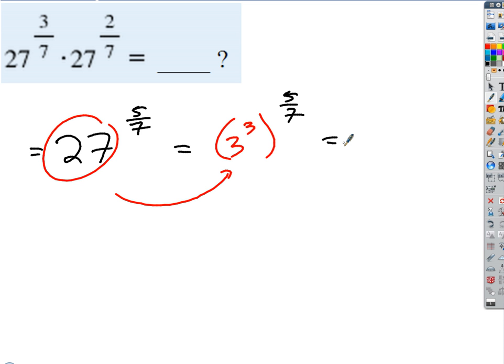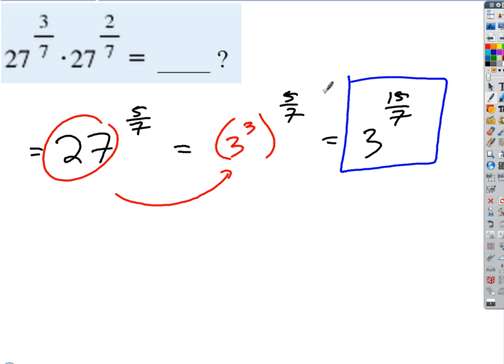That's not simple, 2 times 5/7. Okay, yeah, you're right, but we're not done. Right, exactly. So now if I take a power to a power, what do we do to the exponents? Multiply. So what's 3 times 5/7? Ah, good. And that is it, right? So that's our answer.